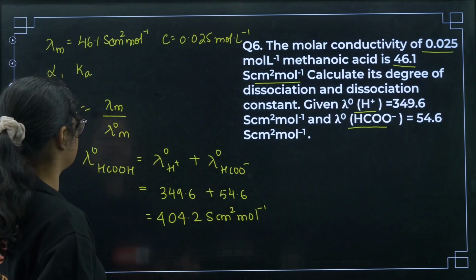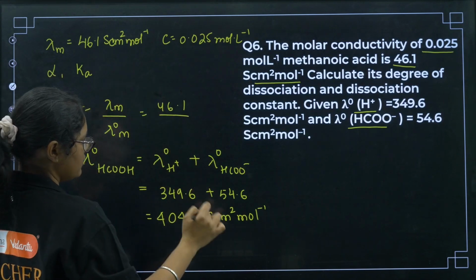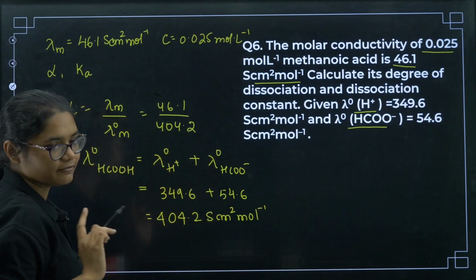Lambda m value is also there with me, so I can just put 46.1. This lambda m value is divided by 404.2. So this will give me the alpha value.